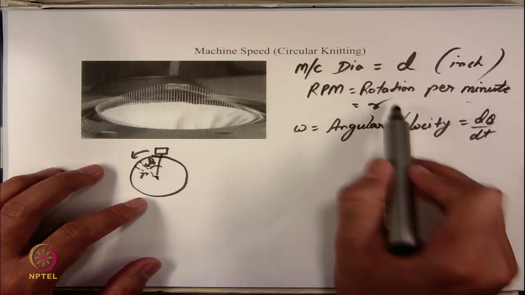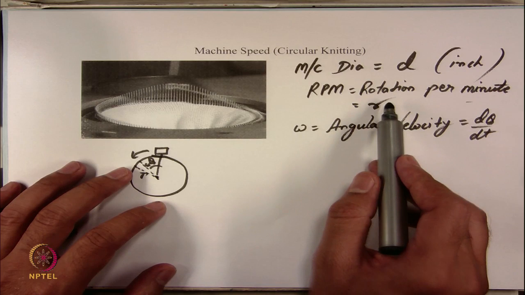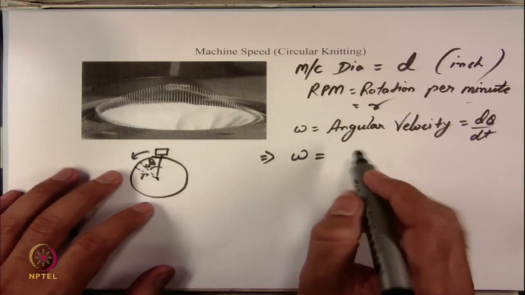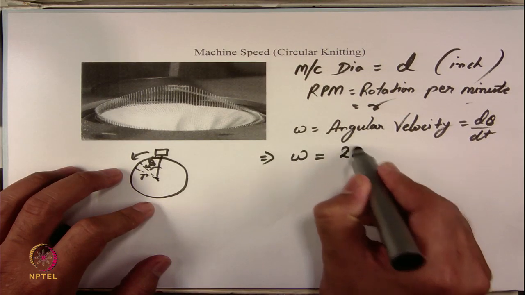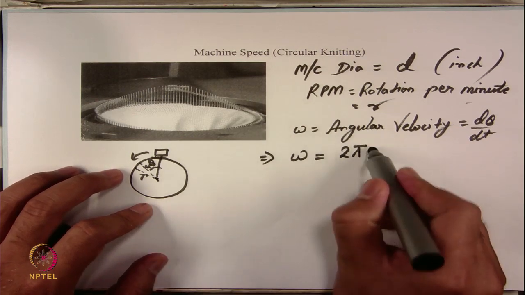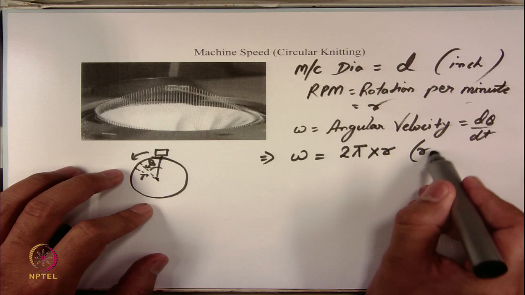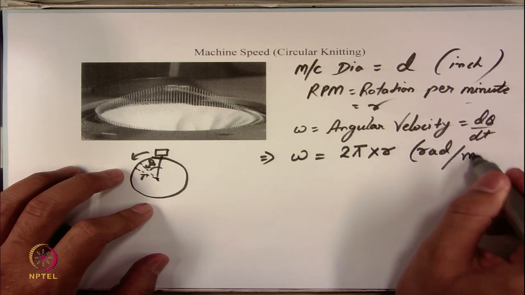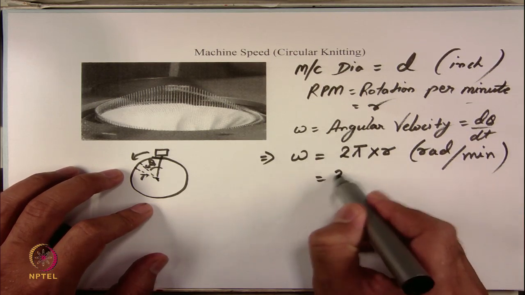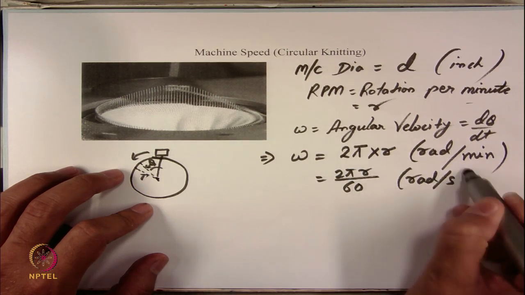In one rotation there are 360 degrees. So, if you know the value of R, you can connect omega. The angular velocity omega is equal to 2 pi R, because in one rotation you will be moving 2 pi. This will be in radian per minute. If you want to express it per second, then you can simply divide by 60, giving radian per second.